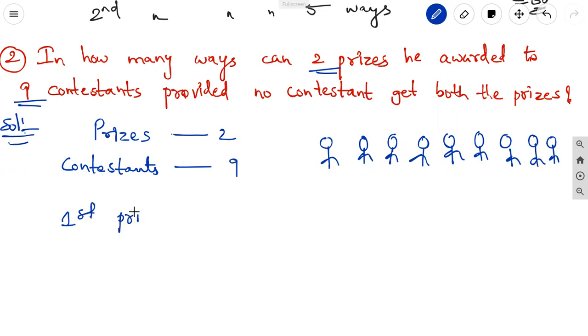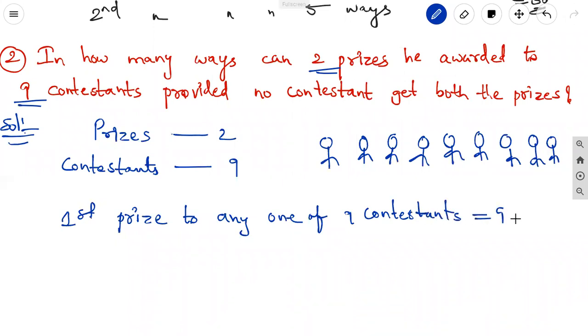First prize to any one of the 9 contestants. How many ways are there in the first operation? 9 ways are there, for the first prize. But what is the condition? No one gets both the prizes.